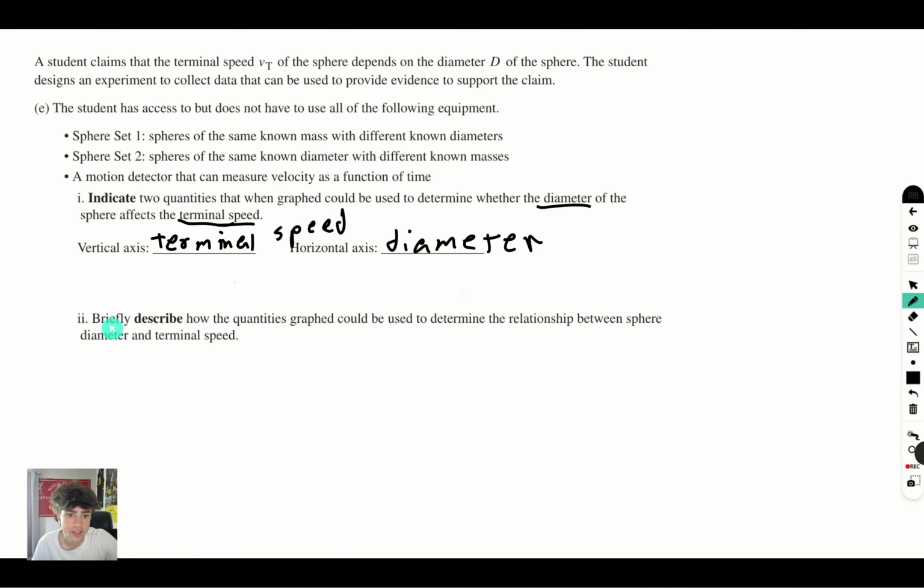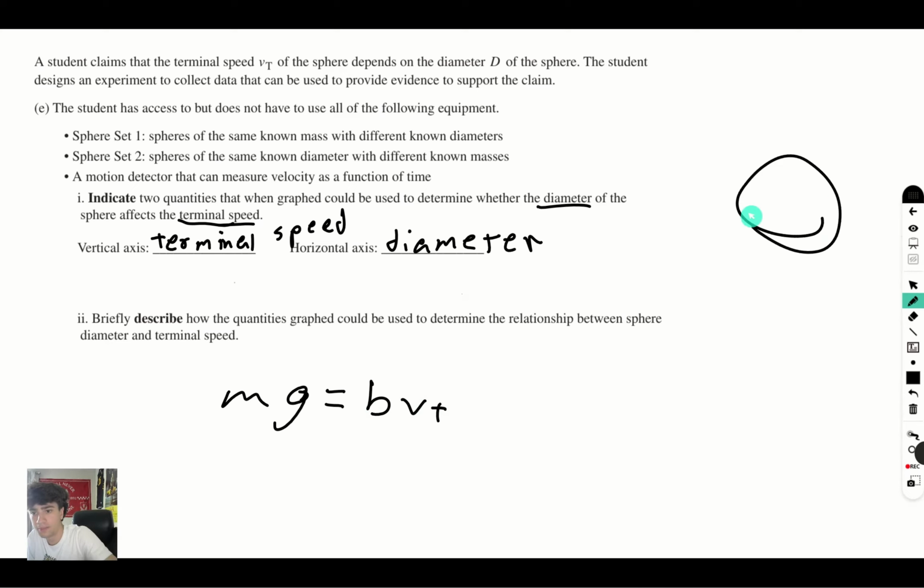And now briefly describe how the quantities graphed could be used to determine the relationship between the sphere diameter and terminal speed. So guys, the way I went about this problem is looking at the forces once again. We know that at terminal velocity, mg is equal to bvt. And just thinking about a ball and how aerodynamic it is, we have different balls that are the same mass but they're expanding in diameter.